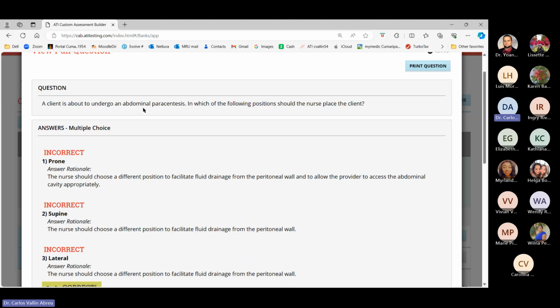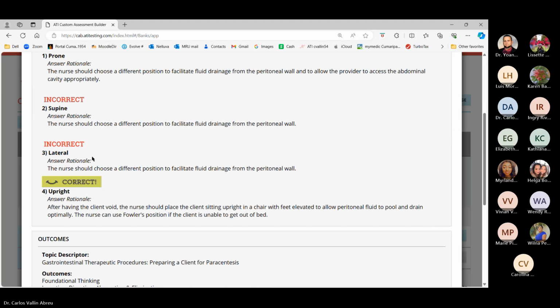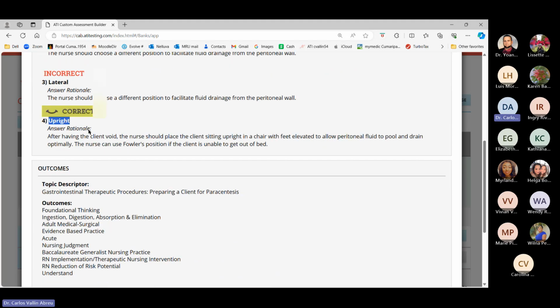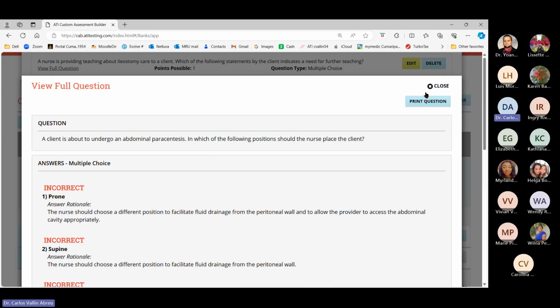A client is about to undergo an abdominal paracentesis. In which of the following positions? High Fowler. Upright. Another, yes, upright.